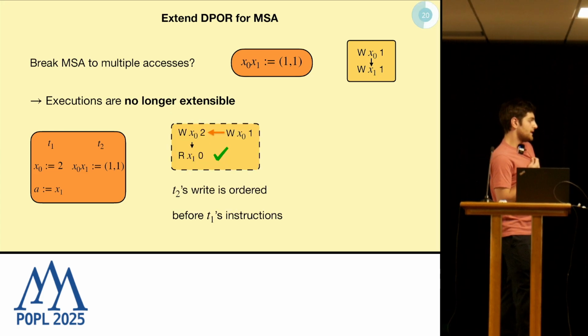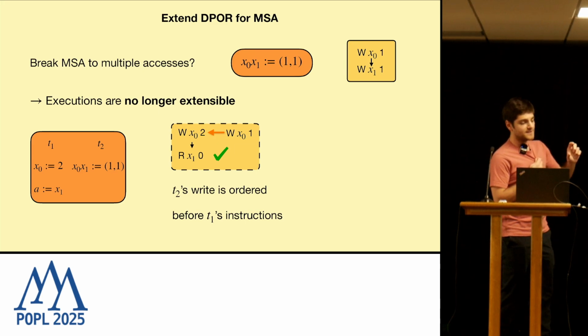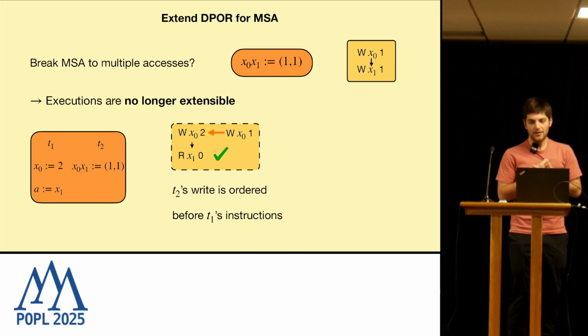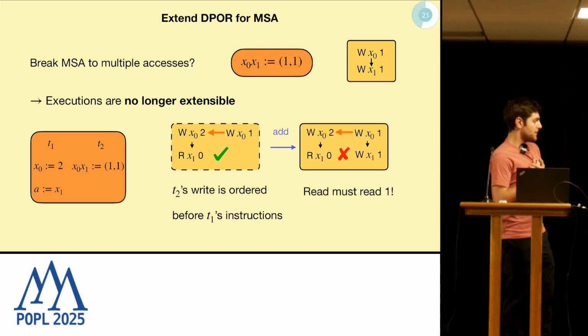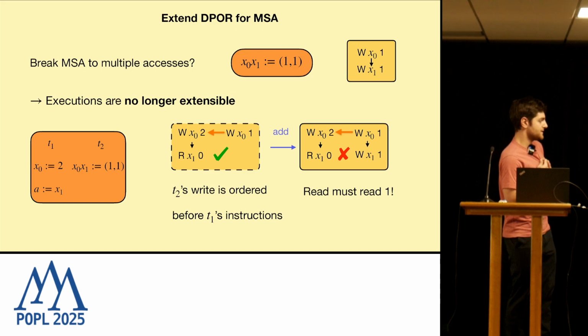So DPOR would end up in the execution that you see here, where the rightmost write is ordered before the write on the left. This is with this big edge here on top. And pretty much what this means is that the access of the second thread is ordered before both instructions of the first thread. This is consistent, fine, but there is no way to complete the graph, to complete the execution and not the second access.